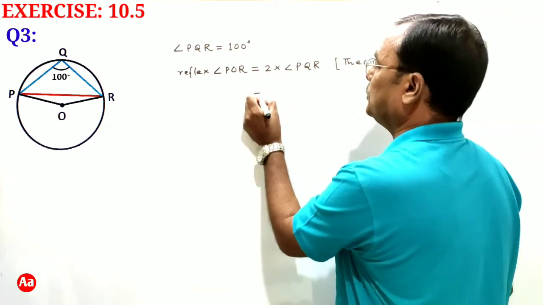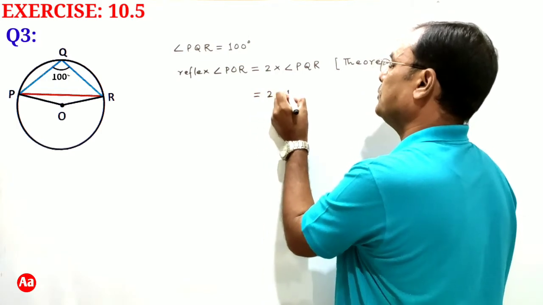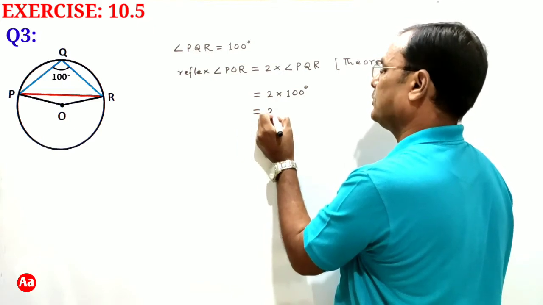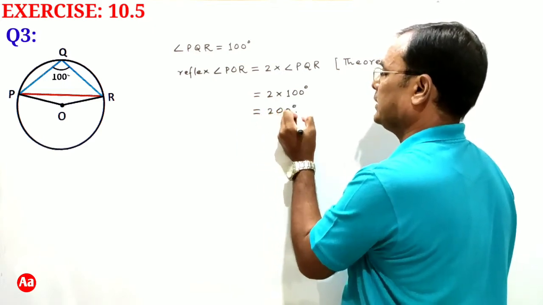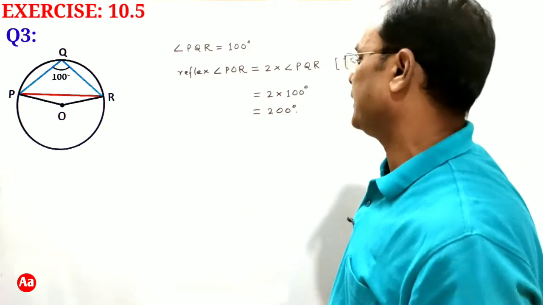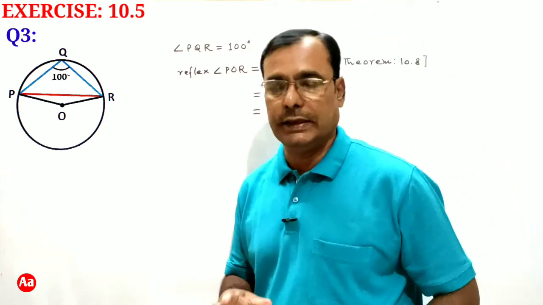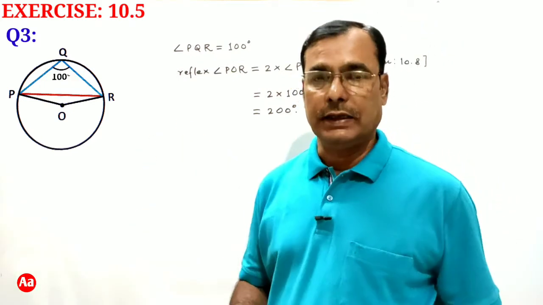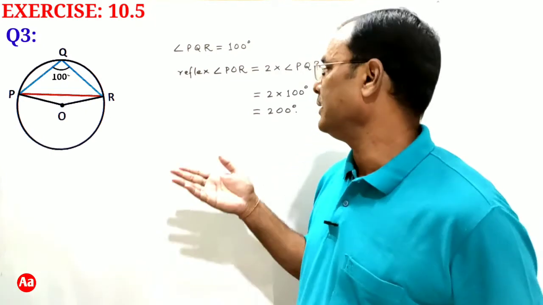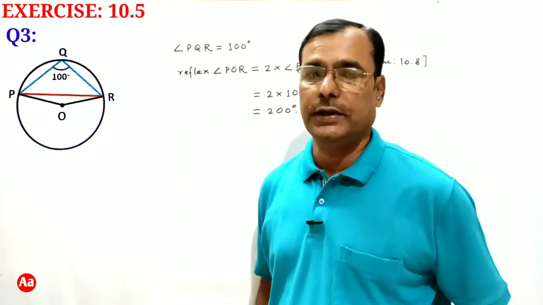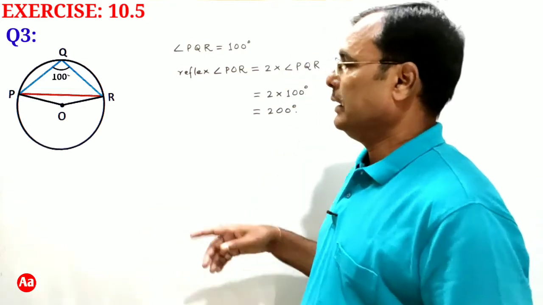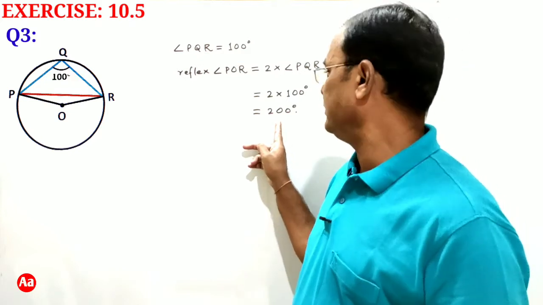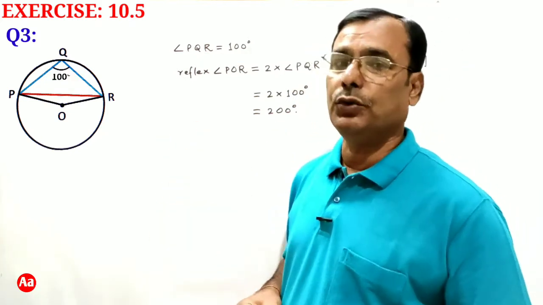And this is equal to 2 into 100 degrees, which is equal to 200 degrees. So reflex angle POR is equal to 200 degrees. Why reflex angle? Because angle POR is greater than 180 degrees. So the angle POR we are calling reflex angle. When reflex angle POR we have got 200 degrees, then what is angle POR?